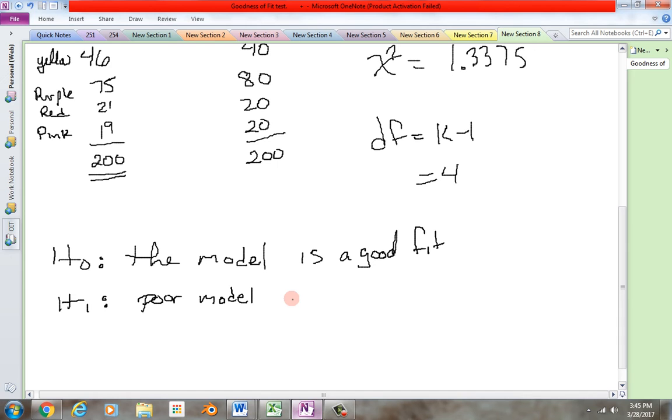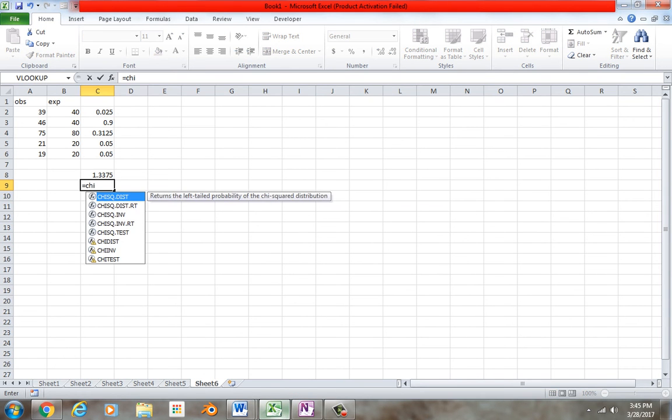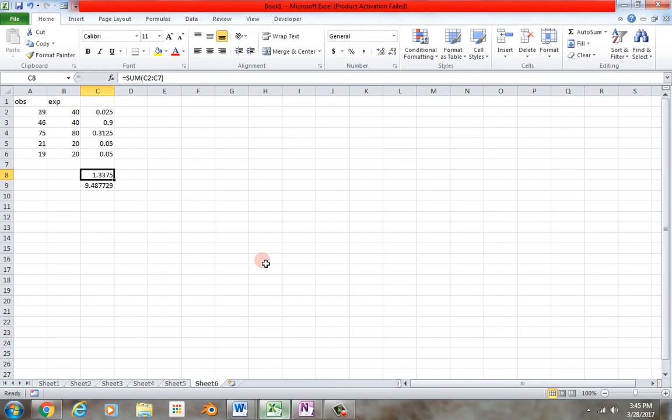Okay. Now this chi-square test is an upper-tailed only test. Okay, it's an upper-tail only test. So we're going to just do an inverse chi-square. So equals chi-square inverse. Now 0.95, because the computer wants the area to the left. That puts 0.05 in the upper tail. 4 degrees of freedom.